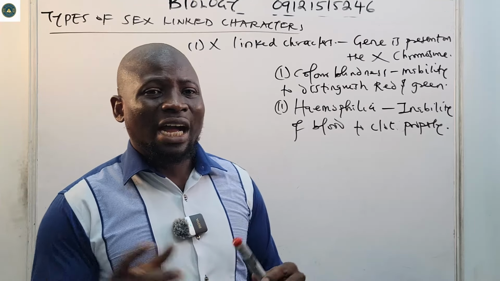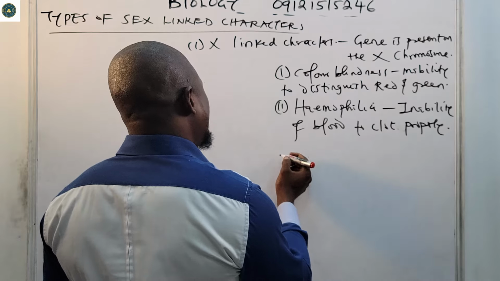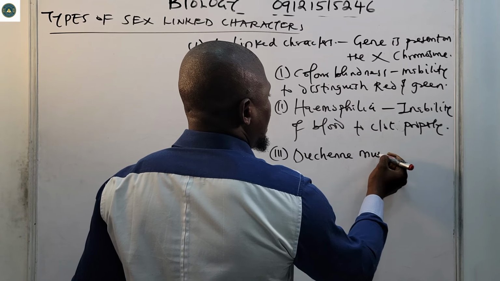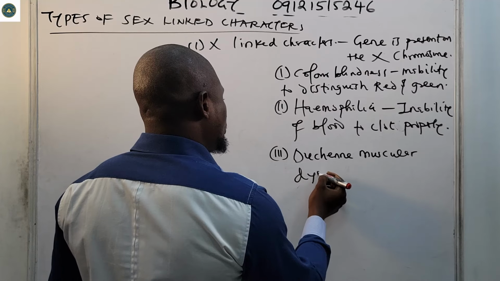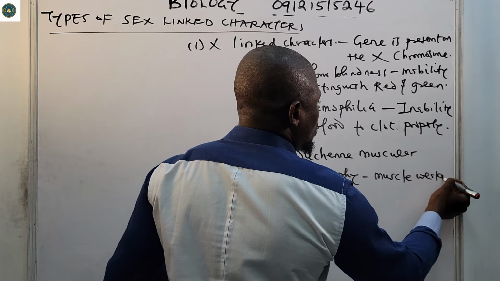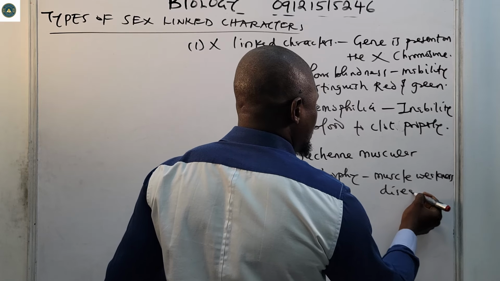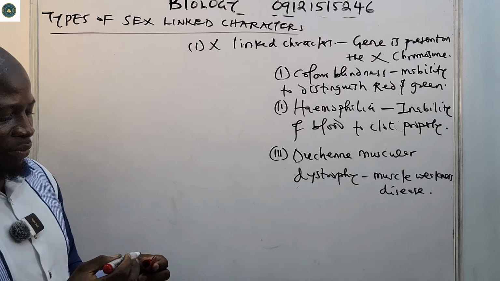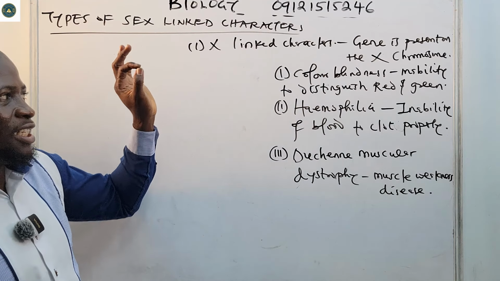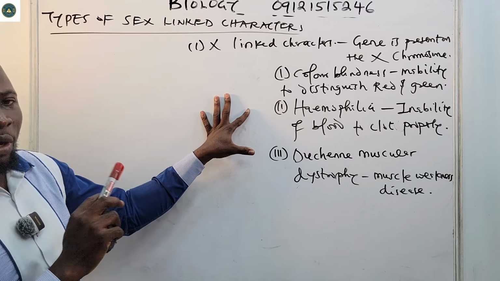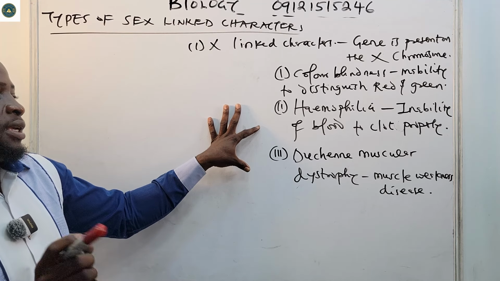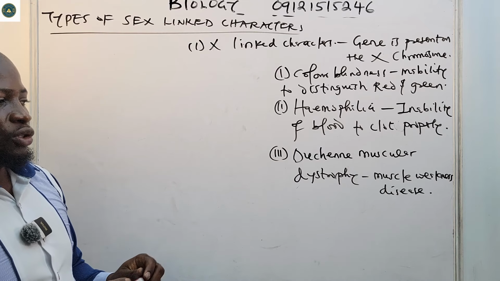We also have another one we call Duchenne muscular dystrophy. This one is what we call the muscle weakness disease. Your muscles will just be weak. So these are X-linked characters; the gene is present on the X chromosome. Like we have color blindness, inability to distinguish red and green; hemophilia, inability of blood to clot properly; and Duchenne muscular dystrophy, the muscle weakness disease.